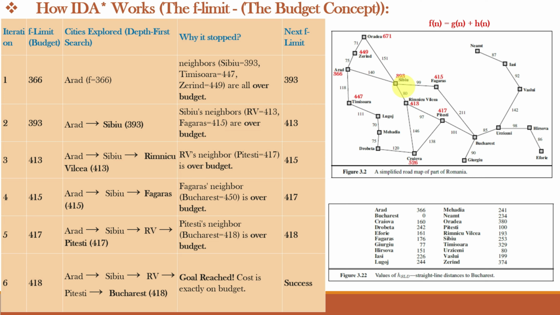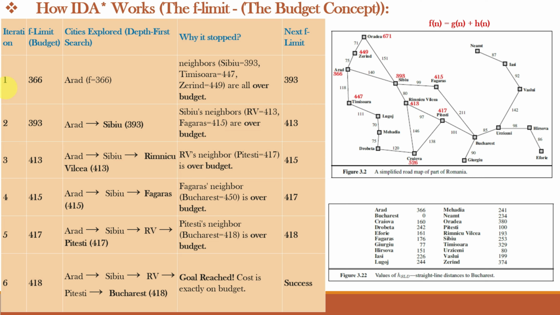For example, the F cost for CBU is f = g + h. G is the distance traveled so far, that is 140, plus H is from this table. So from this table, the distance from CBU to Bucharest is 253. So 140 plus 253 is equal to 393 kilometers. So remember, we take different iterations according to this F cost.